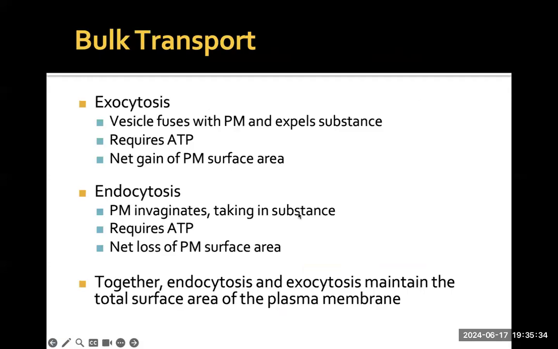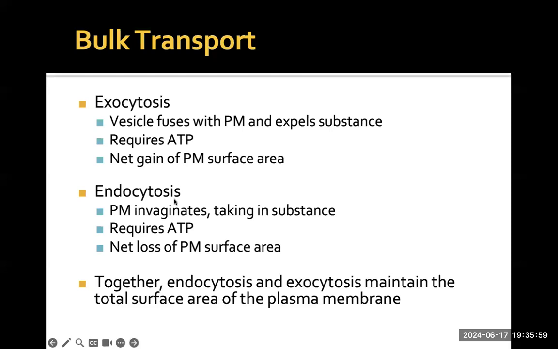And then the last type is called bulk transportation. Bulk transportation is literally what it sounds like. It means that you're moving a lot of things at one time. So it's like when you have a transport vesicle that's going to fuse with the plasma membrane, and it's going to open up and it's going to release or expel its substances into the ECF around it. Because you're moving a large amount of things, it's going to require energy.